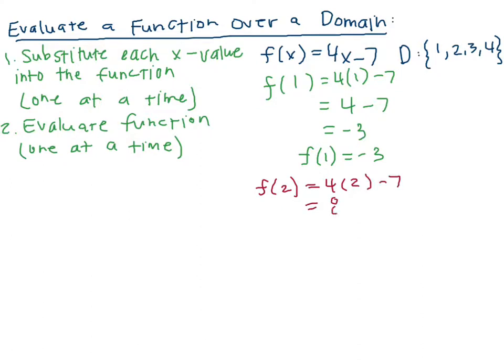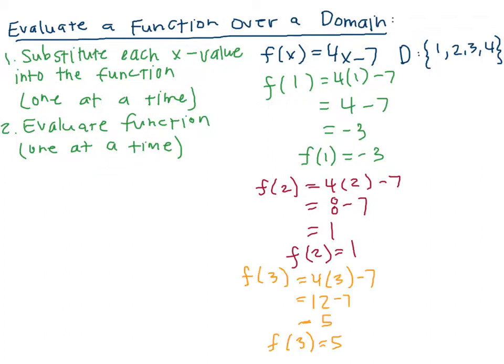Well, 4 times 2 is 8. And 8 minus 7 is 1. So that means that f of 2 equals 1. Now take a minute yourself and go ahead and do that for f of 3 and f of 4. So f of 3 equals 5 and f of 4 equals 9.